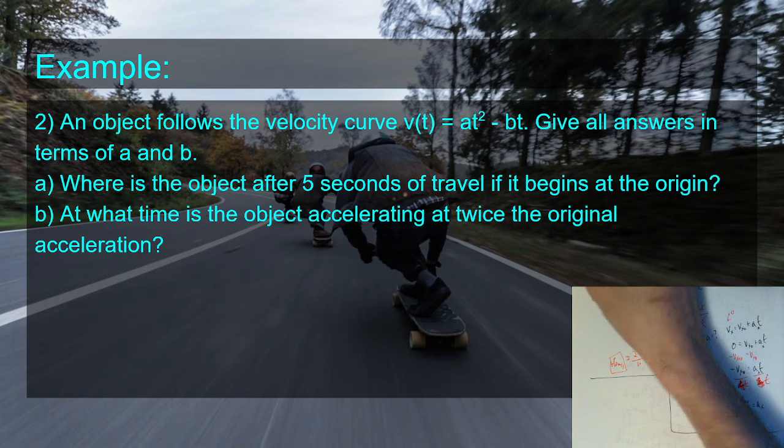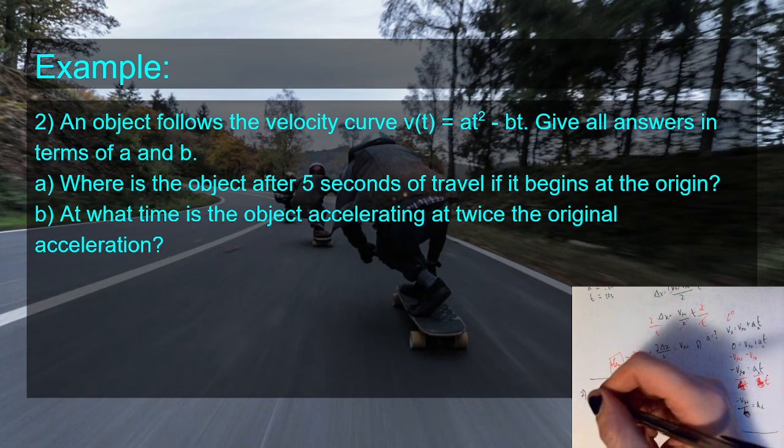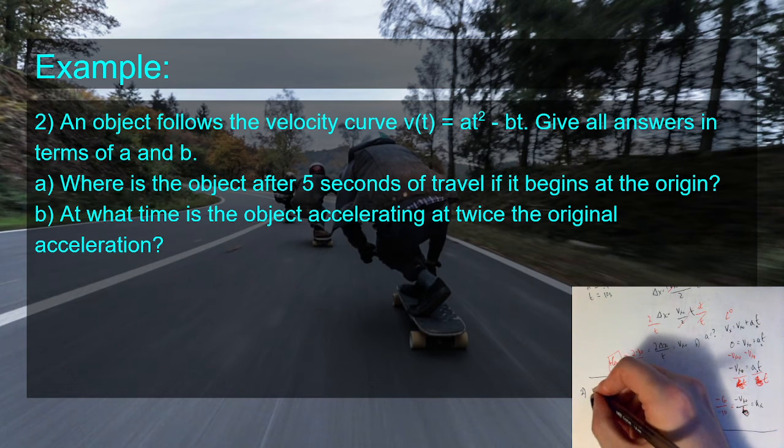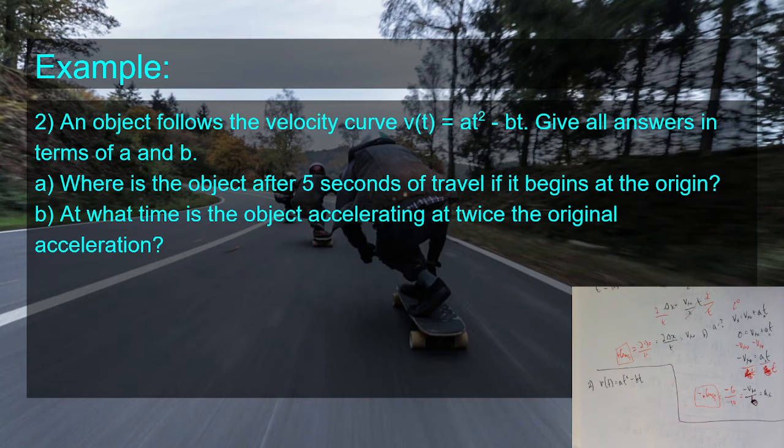So this is problem 1. This is problem 2. So for problem 2, we have an object with a velocity curve. Velocity as a function of time is equal to a t squared minus bt. So we're throwing in some stuff with variables just so you can get a little more used to that.